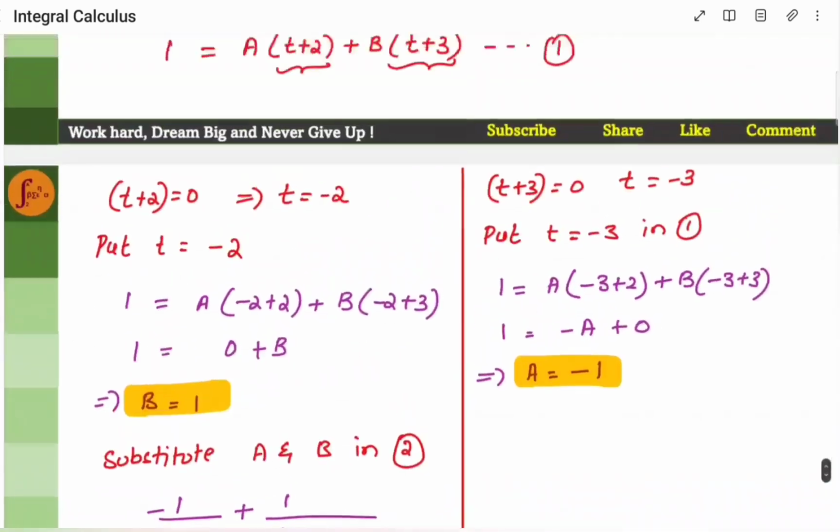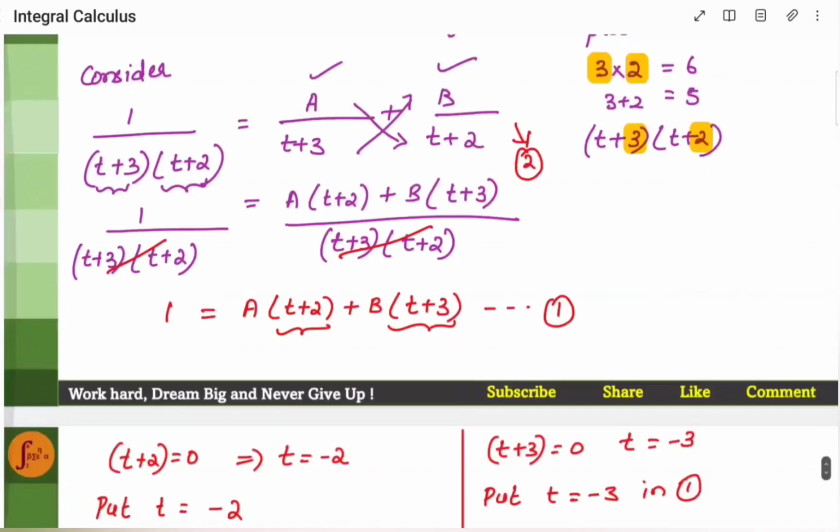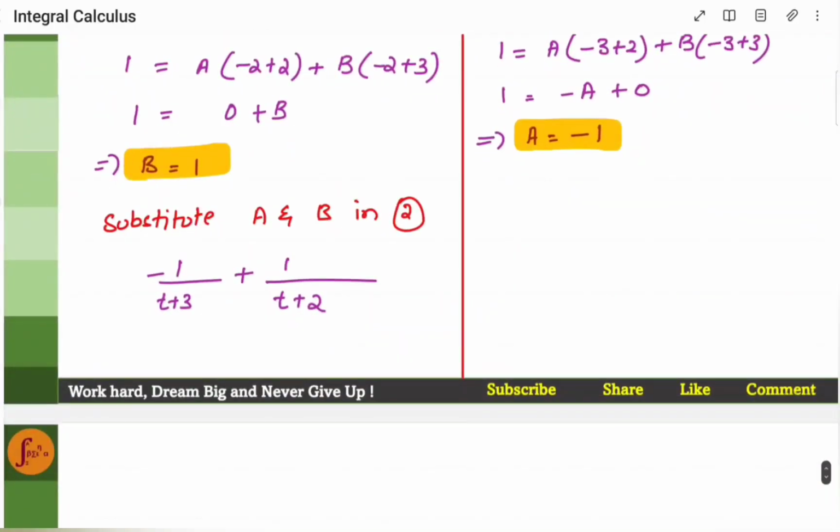Now let's go back to the integral. What was it? It was 3 integral dt and this entire thing. Now instead of this entire thing, we have come up with this particular form, that is a by t plus 3 plus b by t plus 2. This entire thing is expressed in this form. But we'll have to put 3 and dt back, right? So it is like this integral, 3 is outside and then we have dt.